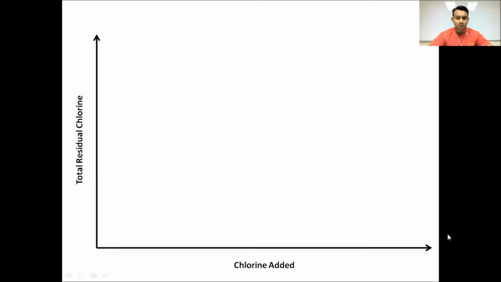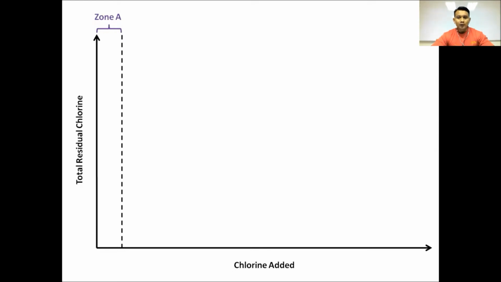Now we move to the explanation of the breakpoint chlorination curve, where it is the reaction and relationship when different amounts of chlorine react with ammonia to the total residual chlorine. We can divide the reaction into 4 zones, zone A, B, C, and D. Let's have a look at zone A first.